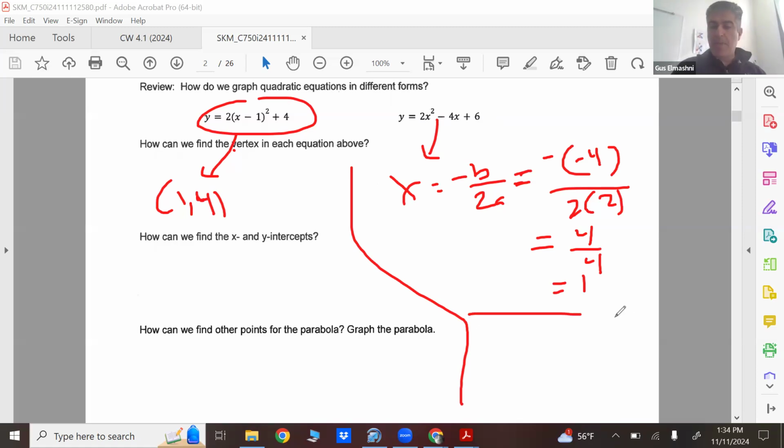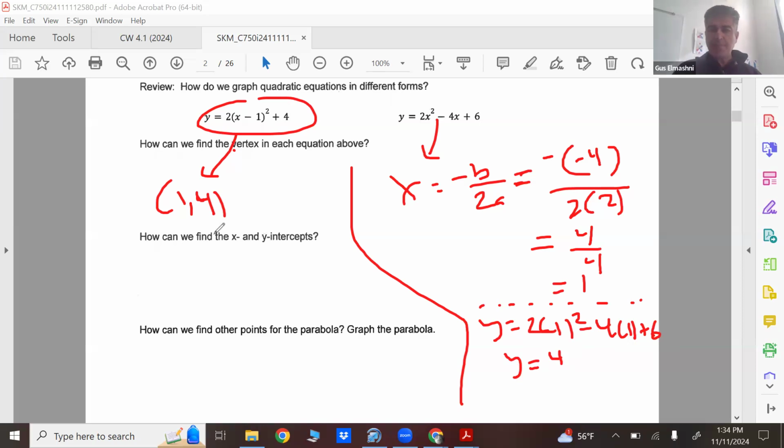And then of course I got to plug 1 back into the original equation and solve for the y value, which I should get 4 if I do it correctly. Yeah, I do get 4. So that's what happens. Now the x and y intercepts are a little bit more time consuming. How can we find them? Set y equal to 0 for x intercept. For y intercept, set x equal to 0.